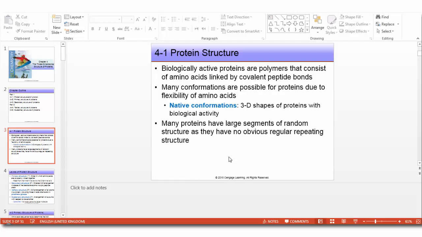Many proteins have no obvious regular repeating structure, and as a result, these proteins are described as having large segments of random structure, also referred to as random coil. The term random is really a misnomer because the same non-repeating structure is found in the native conformation of all molecules of a given protein, and this conformation is needed for its proper function. And because proteins are complex, they are defined in terms of 4 levels of protein structure.